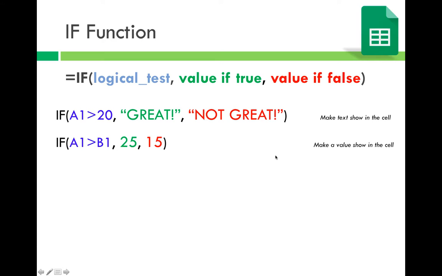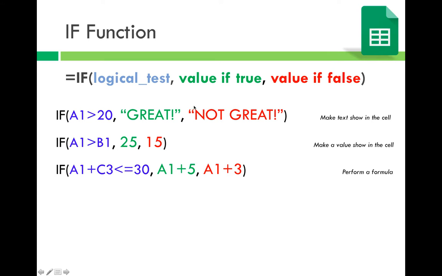I don't know, I'm calculating your test grade, and I want to see how many bonus points you get on the test. So if A1 is greater than B1, if this statement is true, I want you to just display 25 in the cell. If this statement is a false statement, I want you to display 15 in the cell. If you just put a number here with no quotes and nothing, it's just going to take that number and put it in the cell for you.